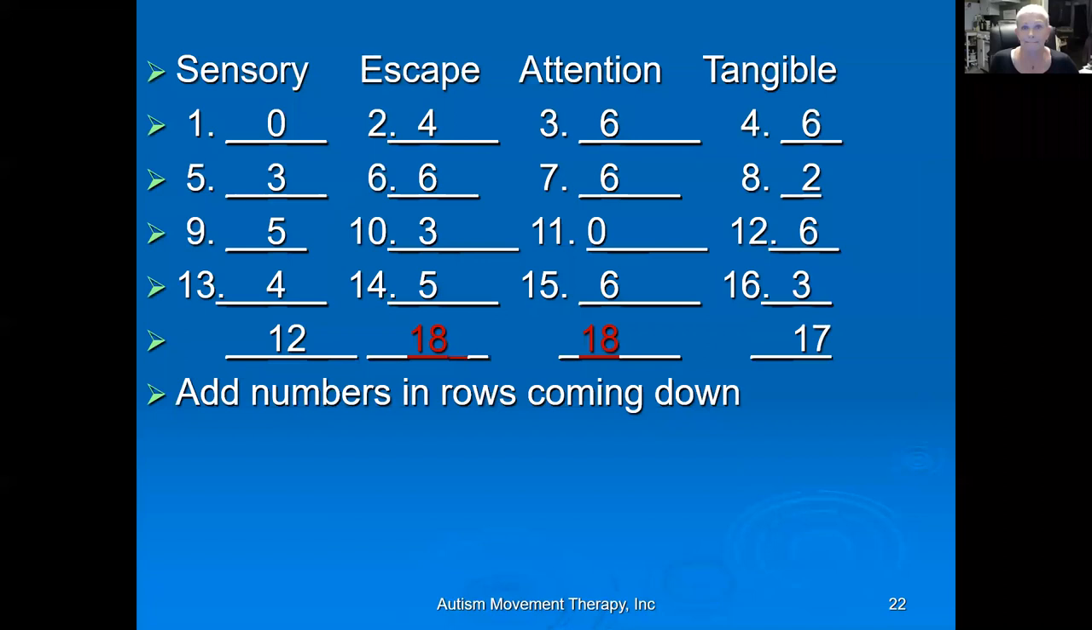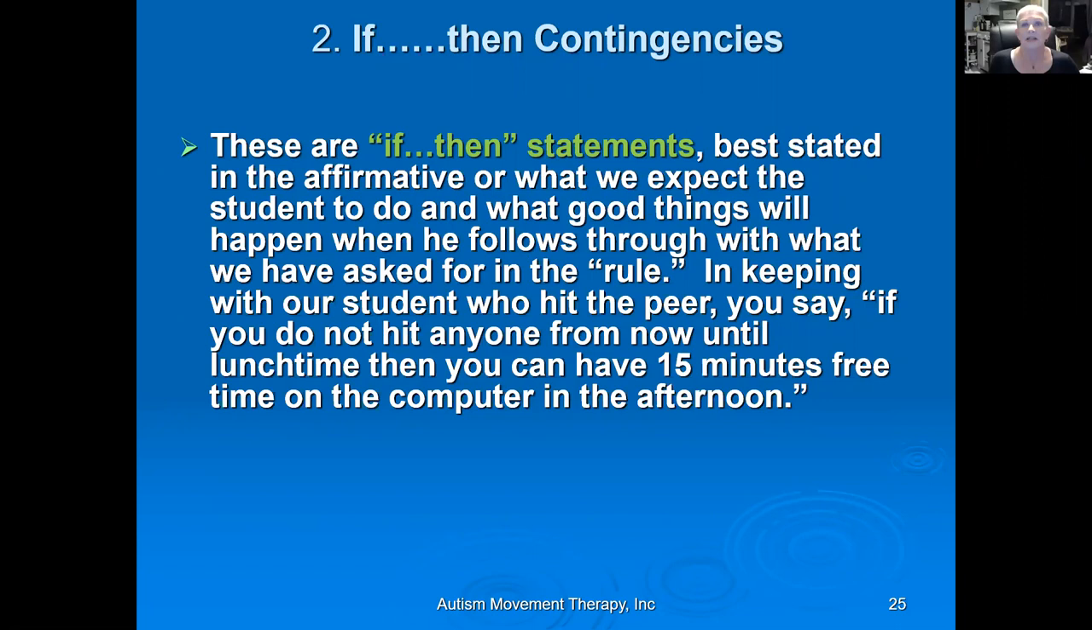So, if-then contingencies. If-then contingencies are best stated in the affirmative, in what we expect the student to do, and good things will happen when he follows through with what we ask him to do. So it's really the rule. You want to say it like that, keeping with your student who hit the peer. Let's go back to the child who hit his sister with his open hand. You say, if you do not hit anyone from now until lunchtime, or for the next hour, or the next 30 minutes, depending on how often the hitting is happening, then you can have 15 minutes of free time on your computer after lunch.